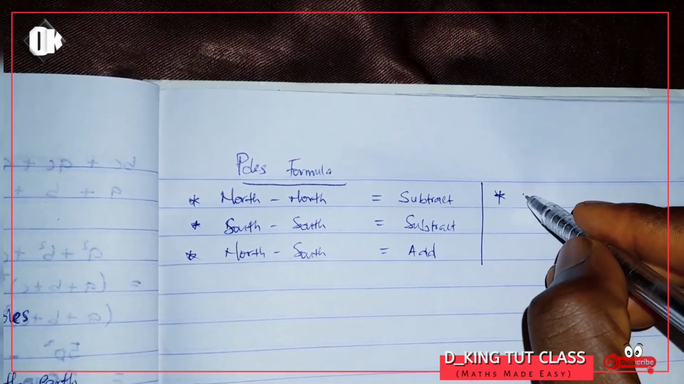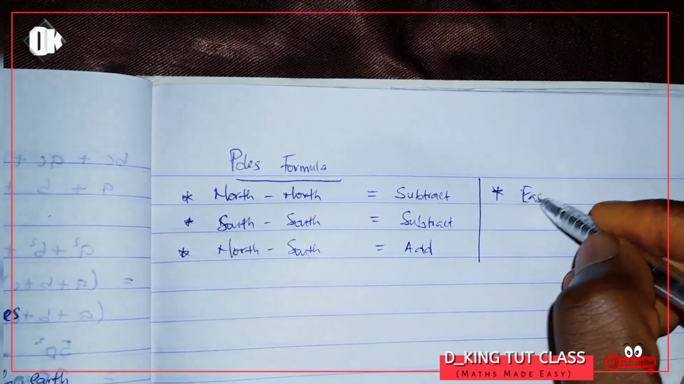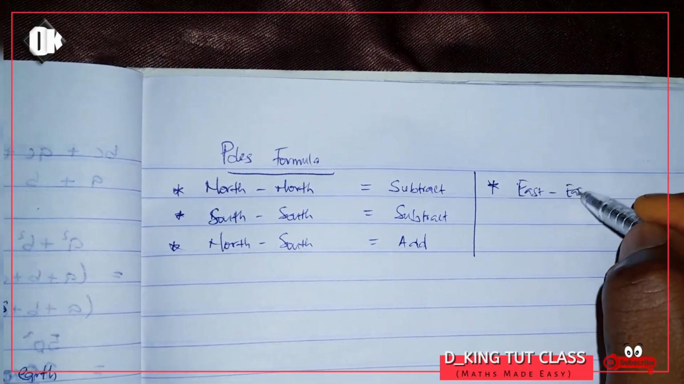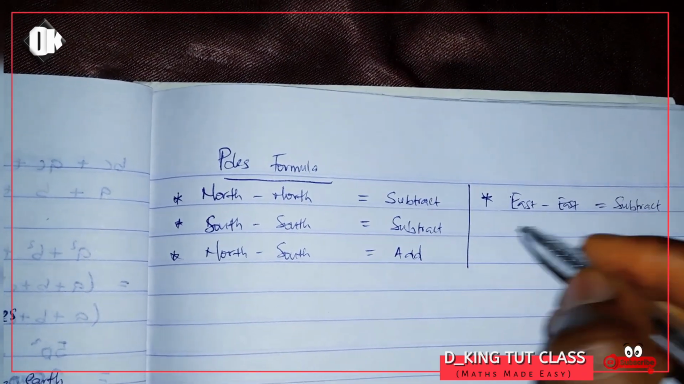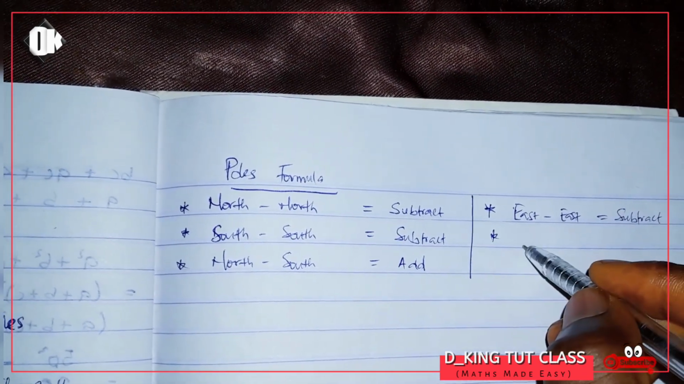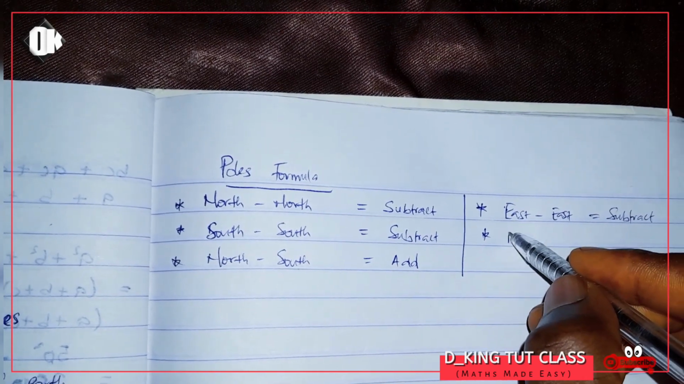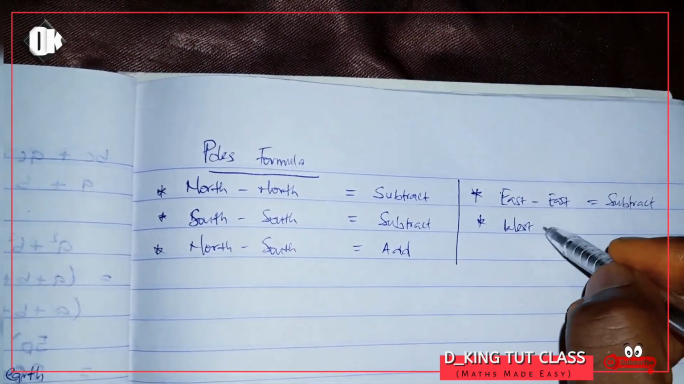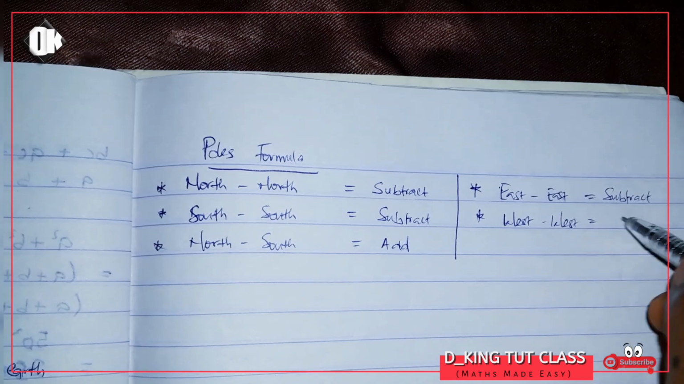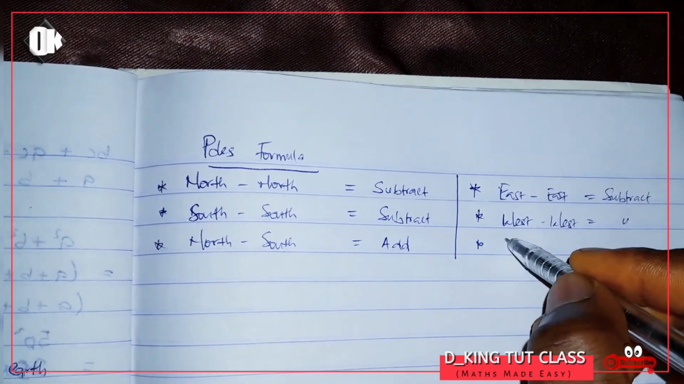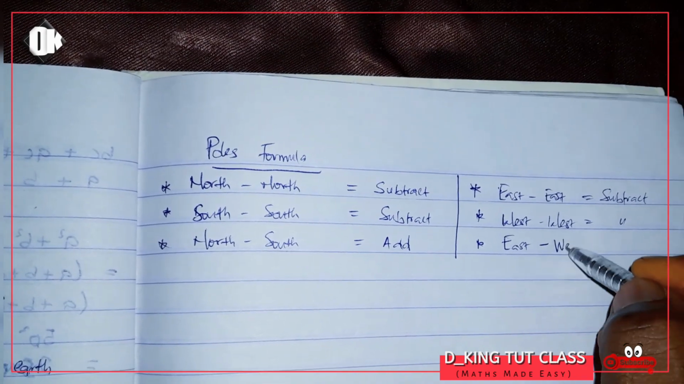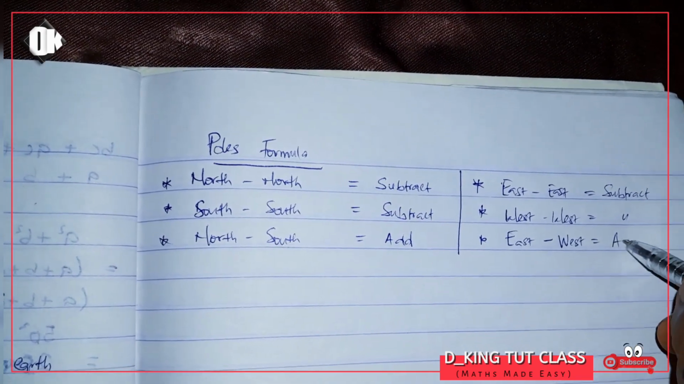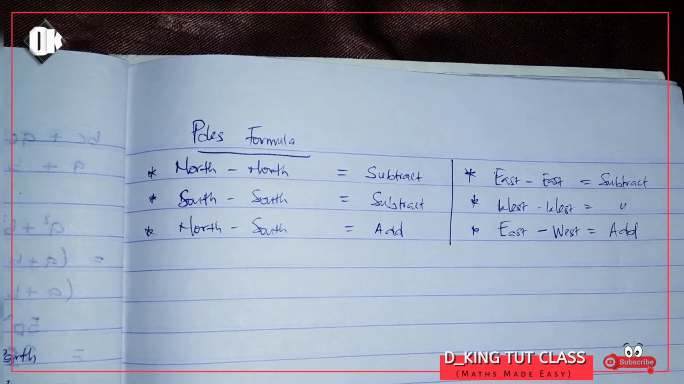For lines of longitude now, when I have east, east, what will I do? I subtract also, because they are like poles, they repel. If I have west, west, what will I do? I subtract. But if I have east, west, or west, east, whichever it may be, what will I do here? I would add. So that's my poles formula.